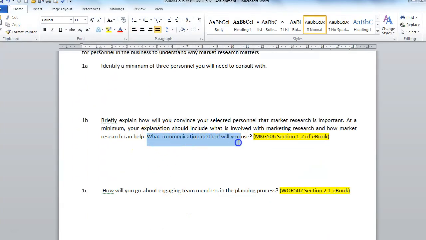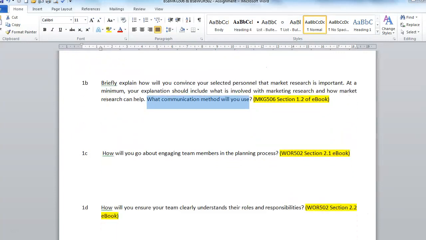And then what communication method will you use? Well, it depends on which personnel you put in 1A. So probably for some of them, if you're just giving them updates, you'll just email them, but maybe with your marketing team who will be working on this quite often, you'll have meetings with them.